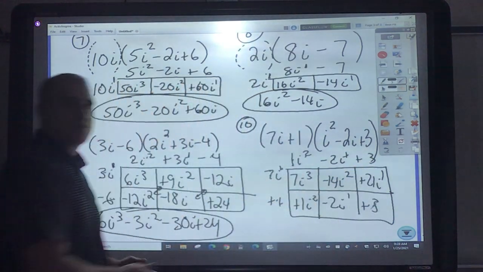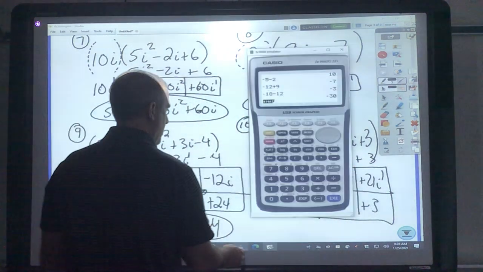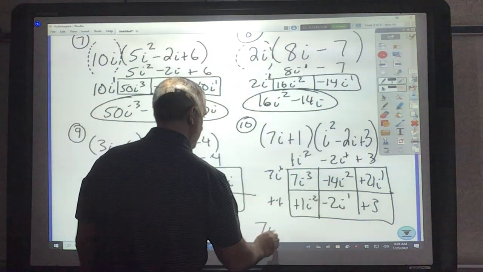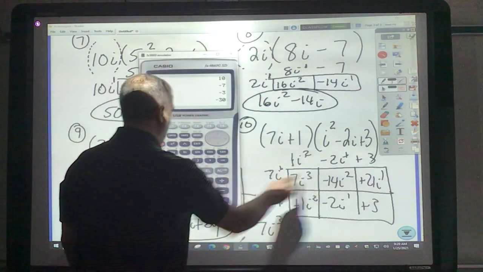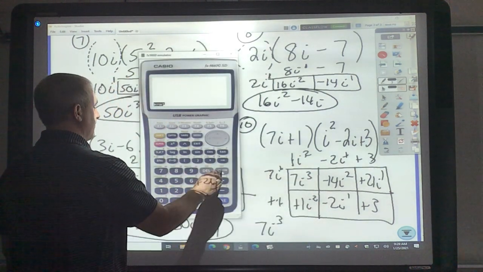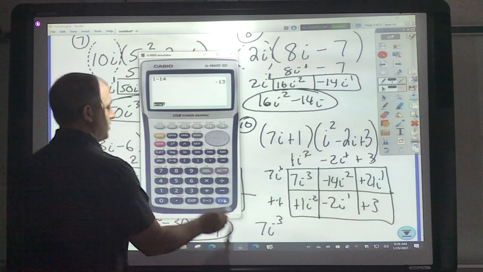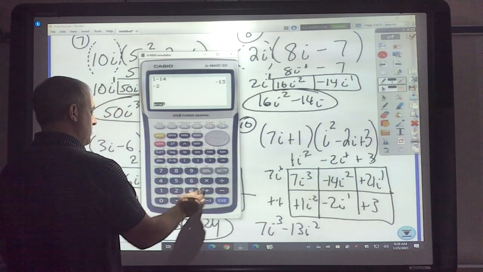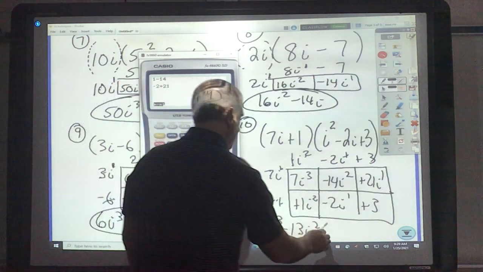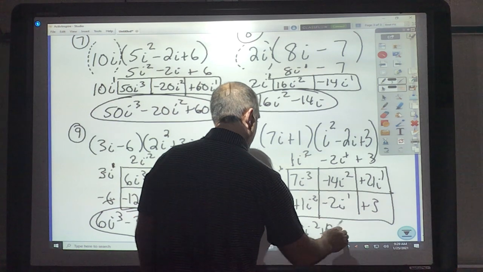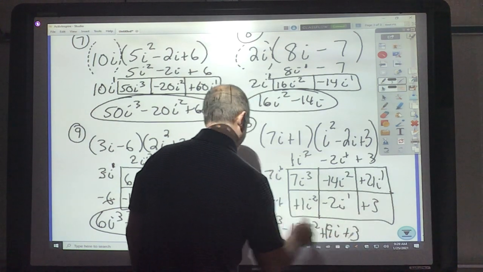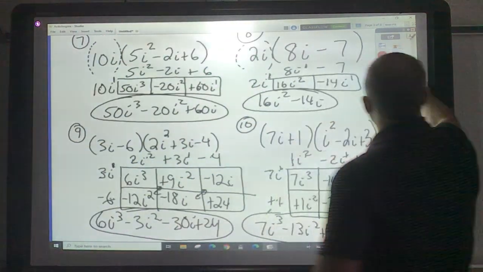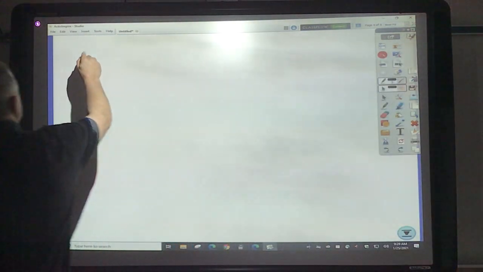Okay, just like the last one, the diagonals are the only things that are similar. Okay, so I got 7i cubed. Okay, this is going to be 1 minus 14, which is -13, i squared. Then I got -2 plus 21, which is 19, with just the i. And then this would be positive 3. Okay? So same process as before. Let me give you guys a couple of those to try.